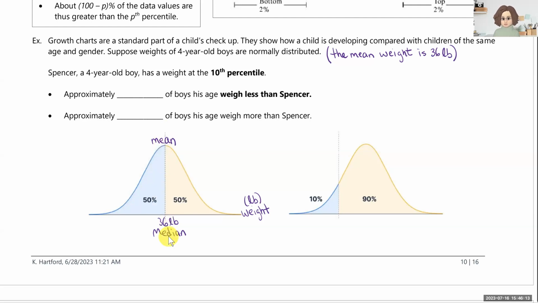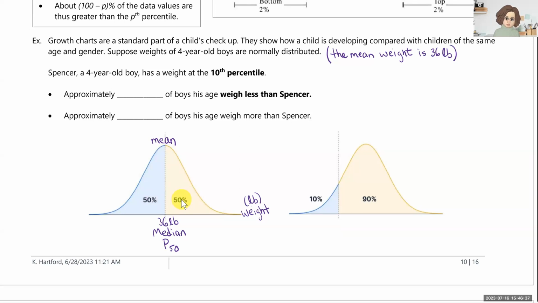And now in terms of percentiles, if 50% of boys weigh less, that 36 pounds is called the 50th percentile. So capital P for percentile and just a subscript there, 50. So 36 pounds at the 50th percentile means about 50% of boys weigh less. And of course, 50% weigh more.